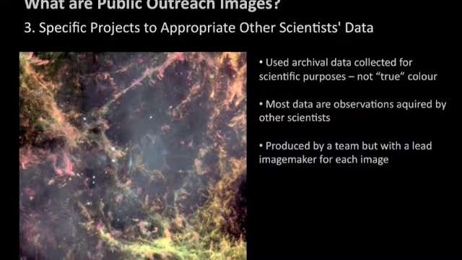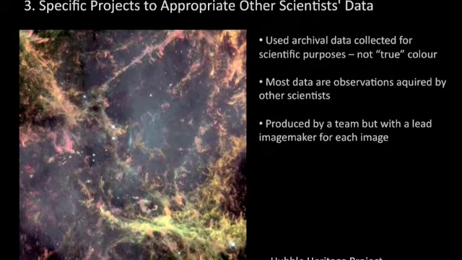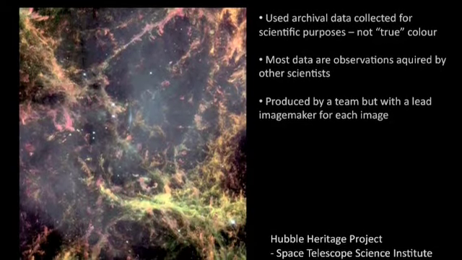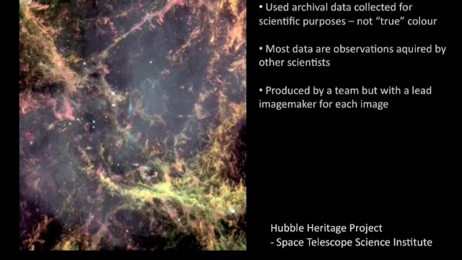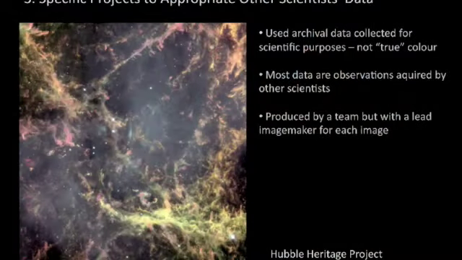The very same data. Specific projects to appropriate other scientists' data, that's the Hubble Heritage team. So we take Bill's data, and we have the skills to put it together in a way that's quite appealing and retains the information. So in this image, you still have colors that represent actually the chemicals, and the chemicals represent the temperatures in this nebula.